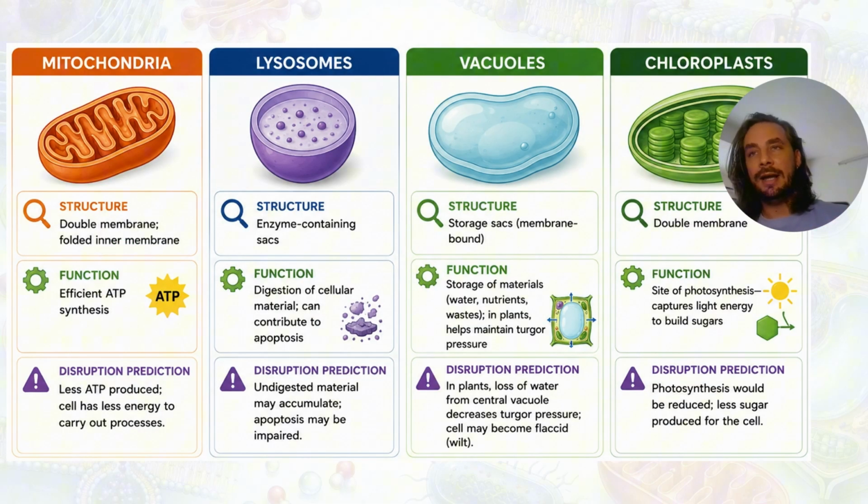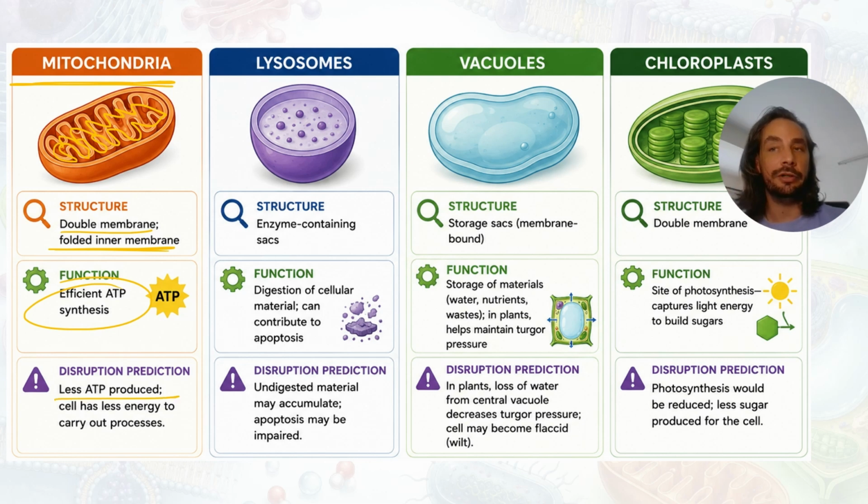So, quick recap of everything that we've learned today. We have the mitochondria. They have a double membrane, and I have this folded inner membrane. Okay, so here are the inner membrane folds. These folds allow for efficient ATP synthesis. And if these folds are disrupted, less ATP will be produced. That will mean that the cell has less energy overall.